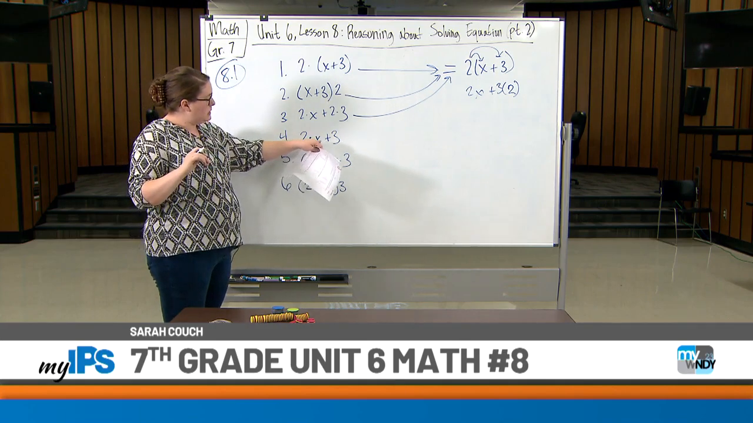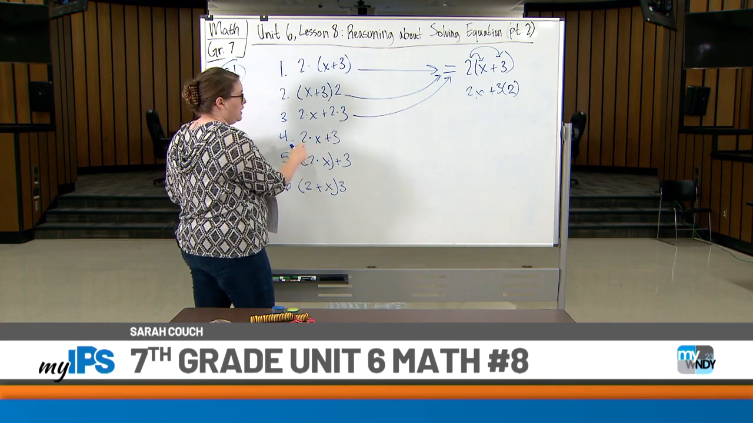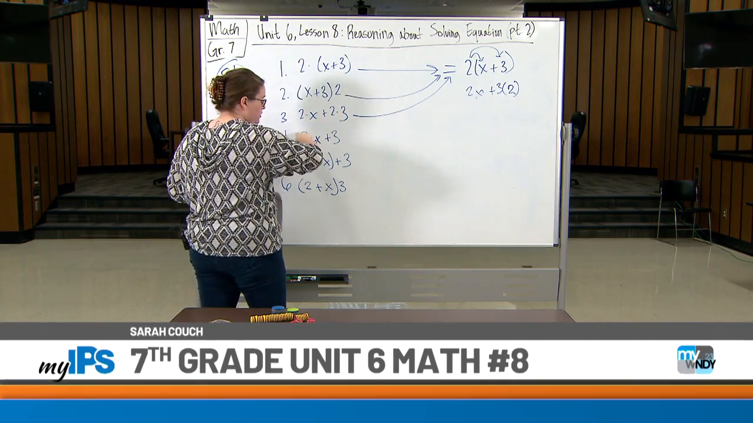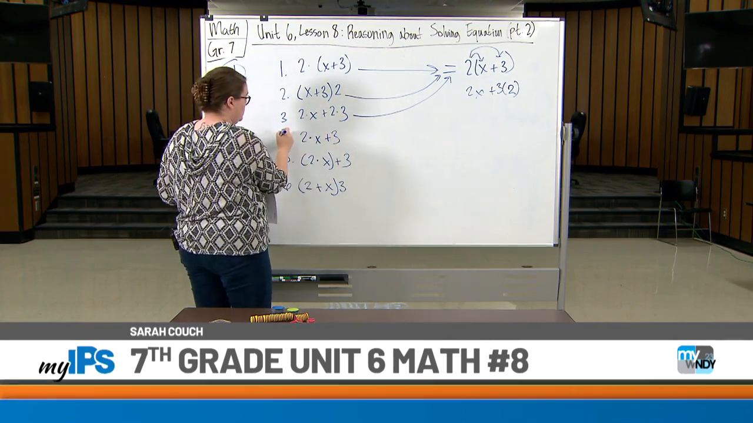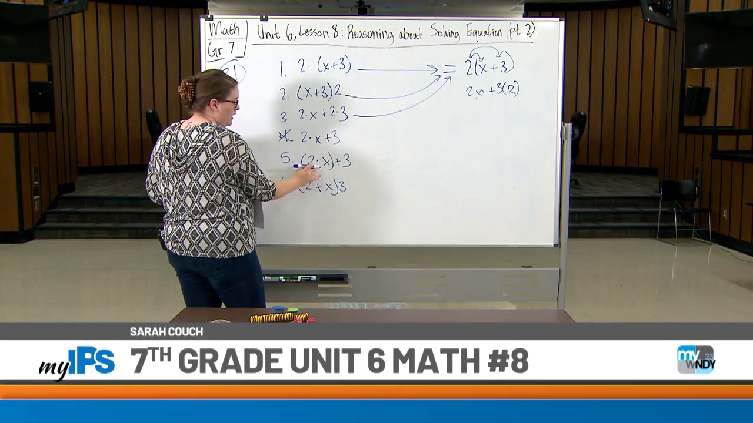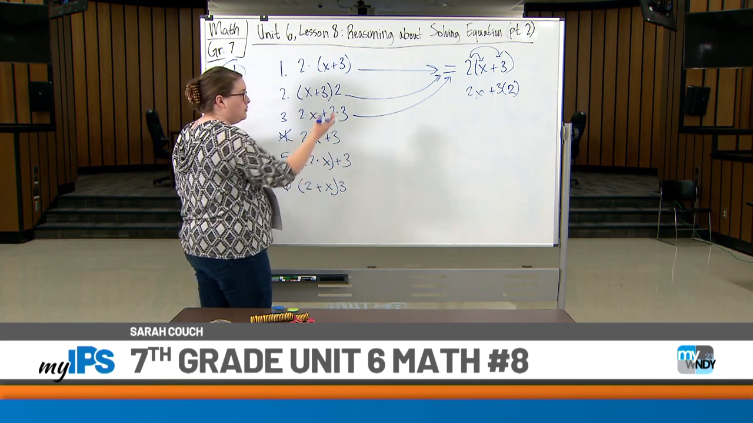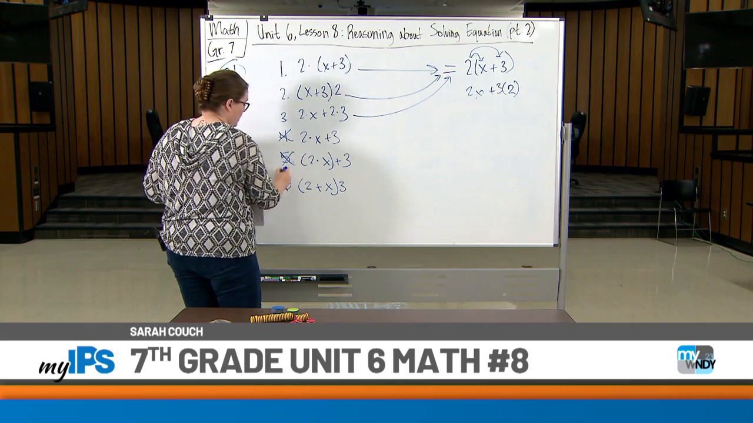We have 2x plus 3. Now, they multiplied out the x, but if it were true, if it were similar, the 2 would also need to be multiplied by this 3. So this one is not equivalent. Now let's think about this one. We have the quantity 2 times x, so that's fine, plus 3. We know that we still need to multiply that 2 by the 3, so that's not equivalent.